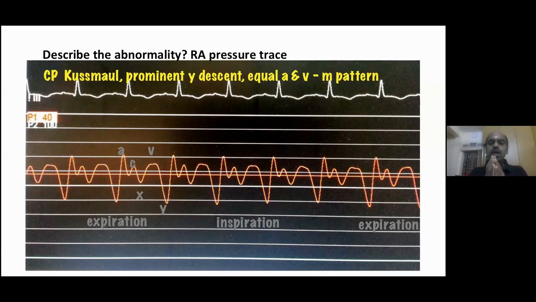Kussmaul sign is caused by shielding of the heart by a constricted rigid pericardium. So the intrathoracic pressure fails to be transmitted into the intracardiac pressure. The intracardiac pressure is now immune to the fall in the intrathoracic pressure which is happening outside. So lack of inspiratory fall of RA pressure is Kussmaul sign. I want the concept to be very clear.